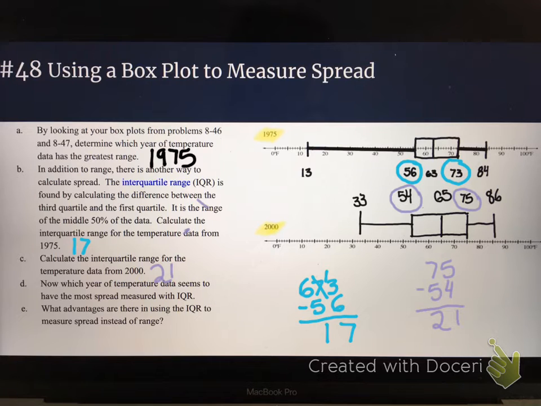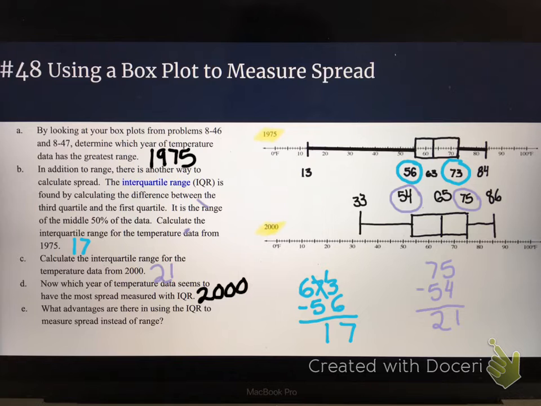Letter D says, now which year of temperature data seems to have the most spread measured with interquartile range, or IQR? So it's just asking which one has the biggest number, which year. 1975 had 17, and the year 2000 had 21. So which year seems to have the most spread measured? So this would be the year 2000.